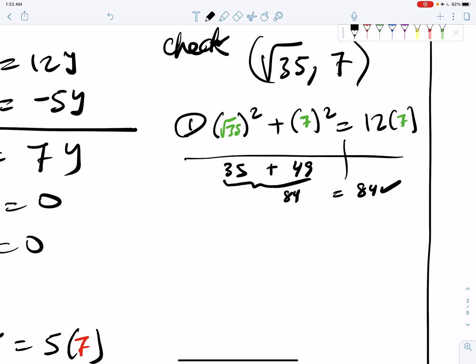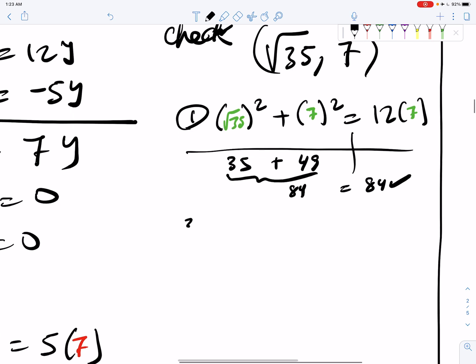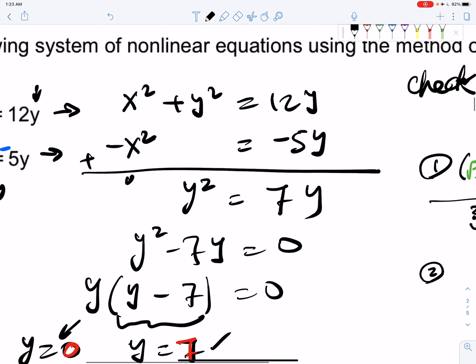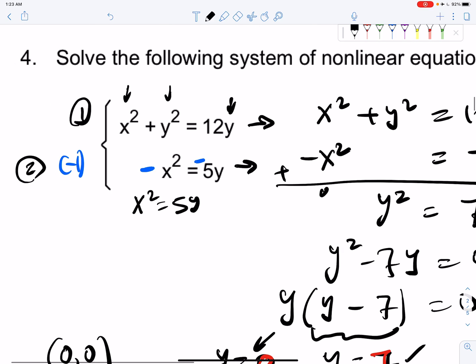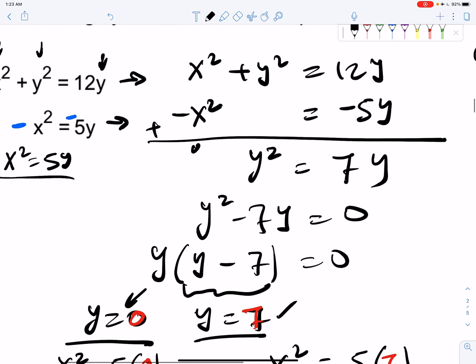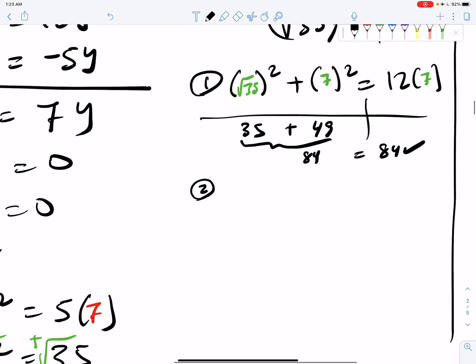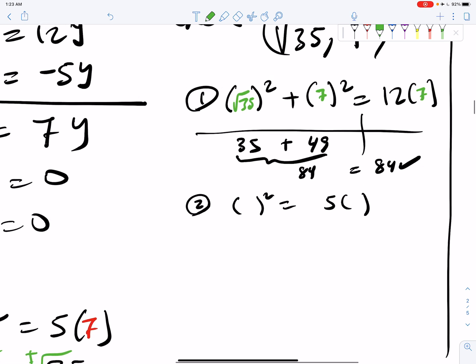It also must work with equation number 2. So let's do that. If we go over here and look at equation number 2, it's this guy right here. So x squared equals 5y. x squared equals 5 times y. So once again, x is the square root of 35 and y is 7.